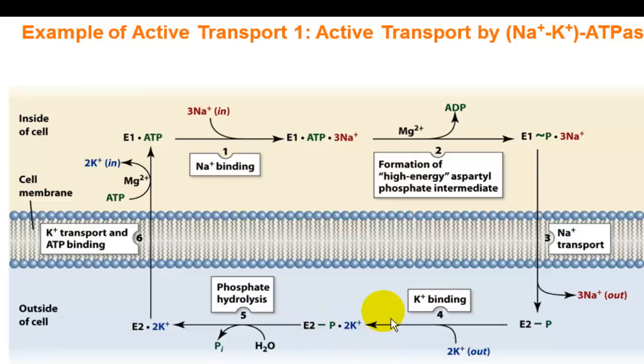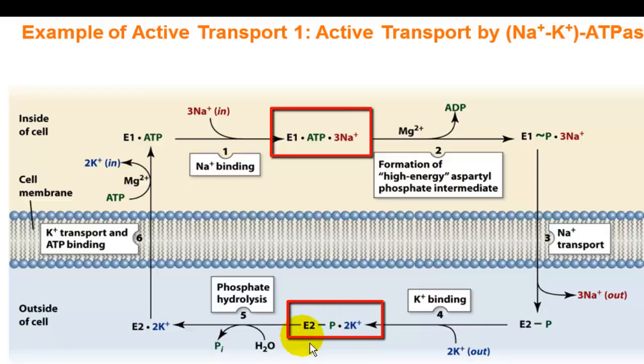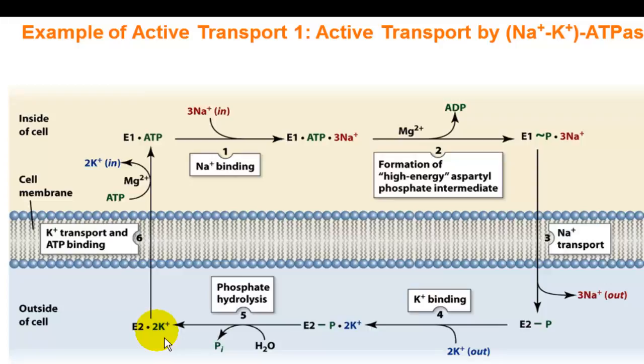Okay, so let's contrast the E2 form with the E1 form. The E2 form, its conformation is phosphorylated at the aspartic acid side chain and has affinity for potassium. The E1 form has an affinity for ATP as well as 3 sodium ions. That phosphate comes off, and the E2 form now has 2 potassium ions, and it discharges so that the potassium ions come inside the cell, and the E2 form regenerates the original E1 form that is accessible for ATP.